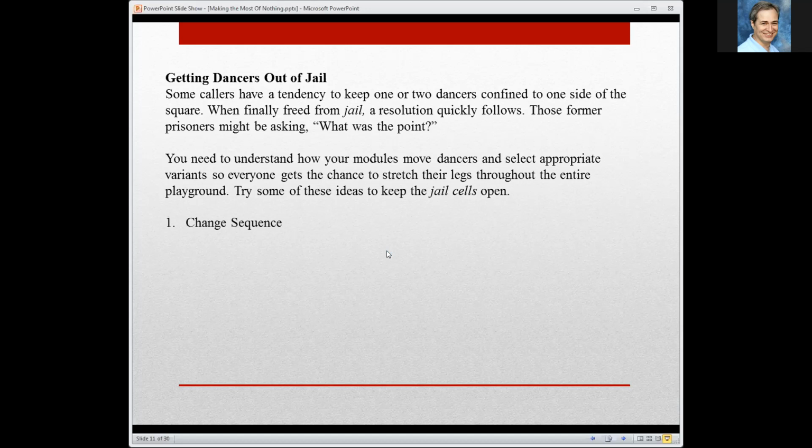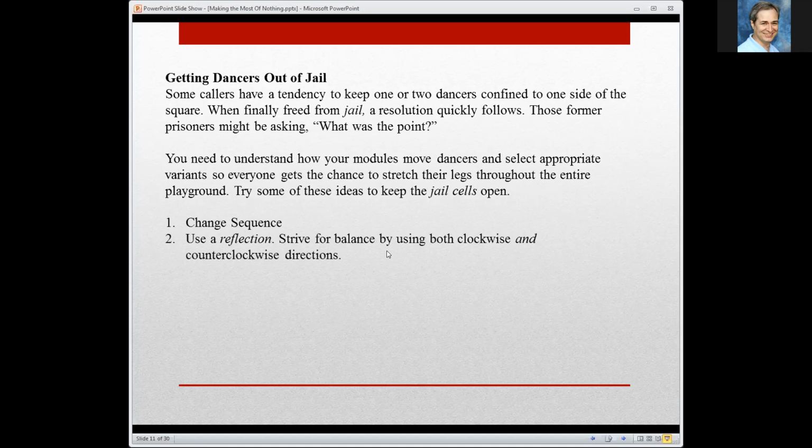You can change the sequence. So we showed before in that cliche module, when we changed the sequence, it was the paired couple that went into the middle with the Ferris wheel. That is getting them away from that side where they were stuck otherwise. So change the sequence and do something. That's one method that you can use. But remember, this has to work with your particular modules.